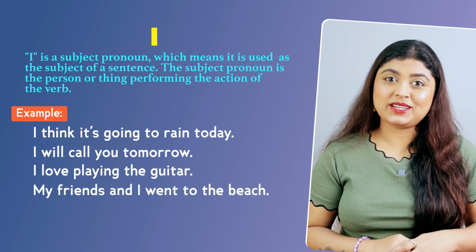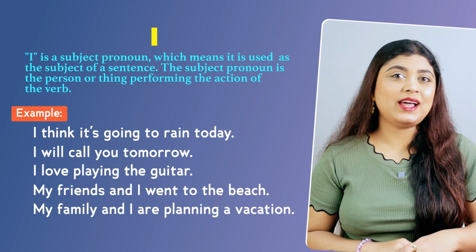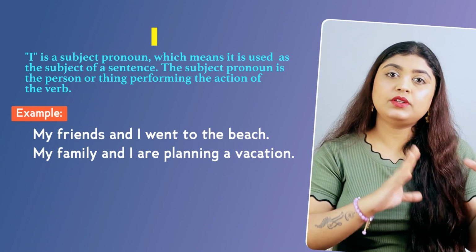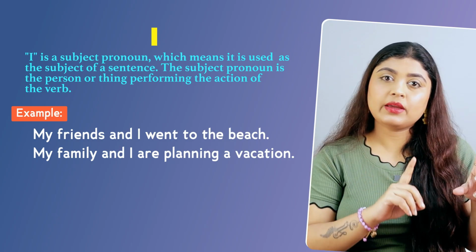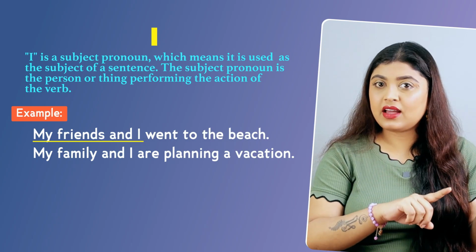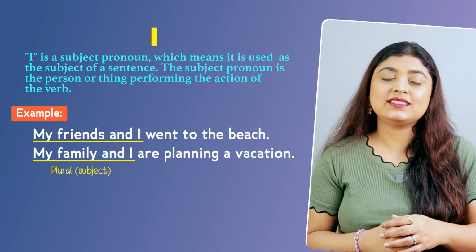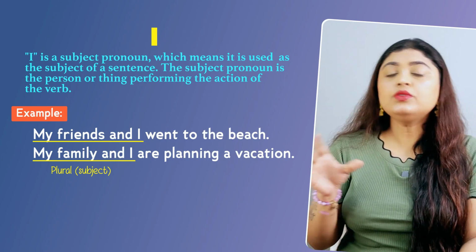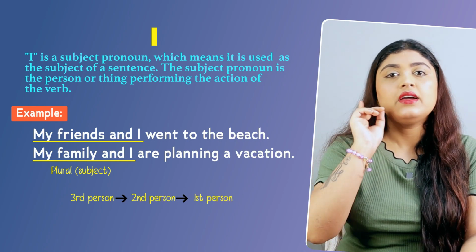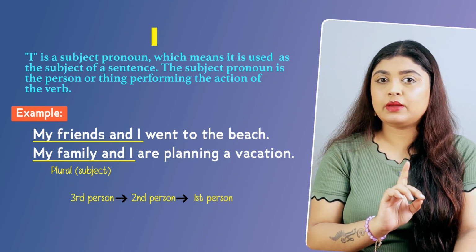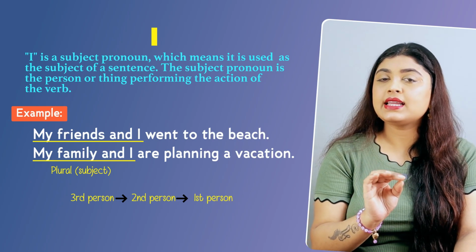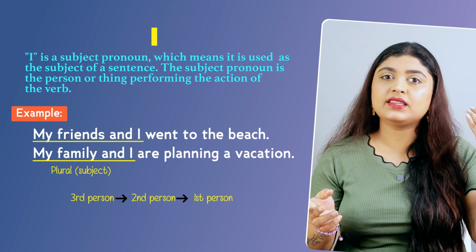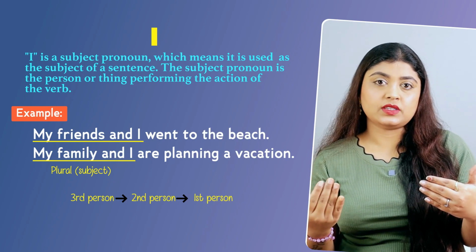My friends and I went to the beach. My family and I are planning a vacation. Now, here we are talking about plural subjects, right? My friends and I, my family and I. When we get plural subjects, always remember the rule will be 3, 2, 1. That means it will always be the third person plural or third person singular first, and then the second person singular or plural, and then the first person. So it's always the third person, second person, and the first person.